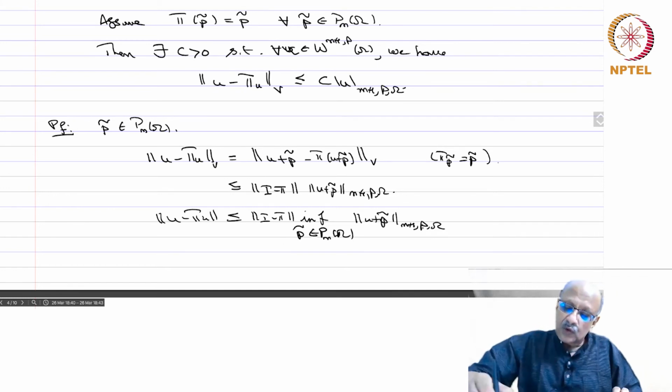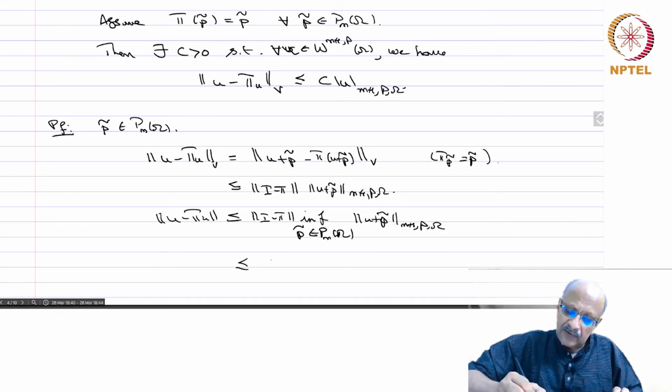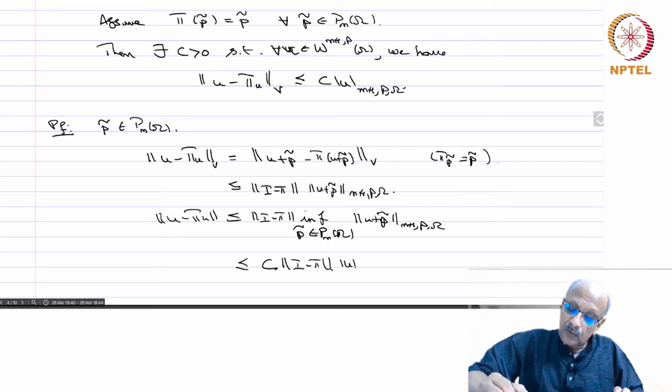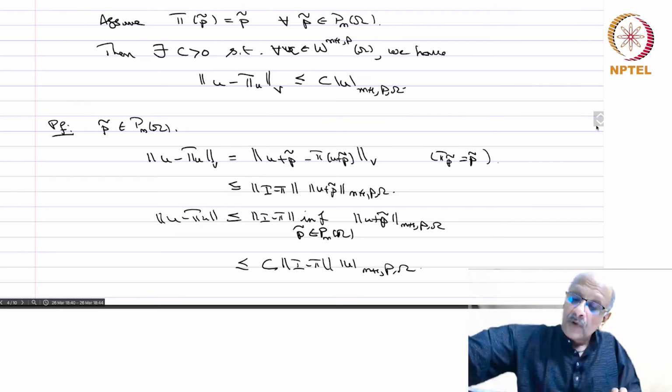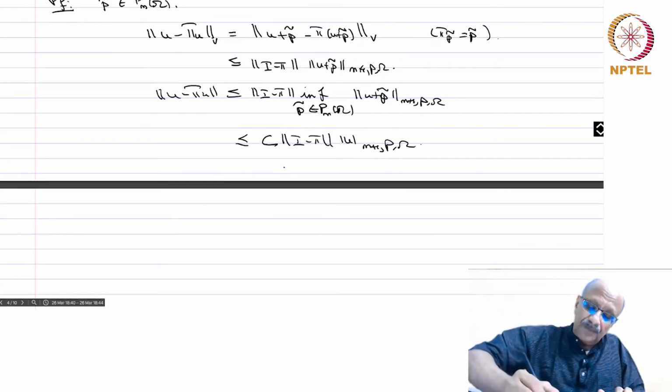So now this is the usual norm, and we know that that is less than or equal to C times norm I minus pi times mod U in m plus 1, p, omega. Okay, so that tells you that completes the proof. Okay, now how is this theorem useful?